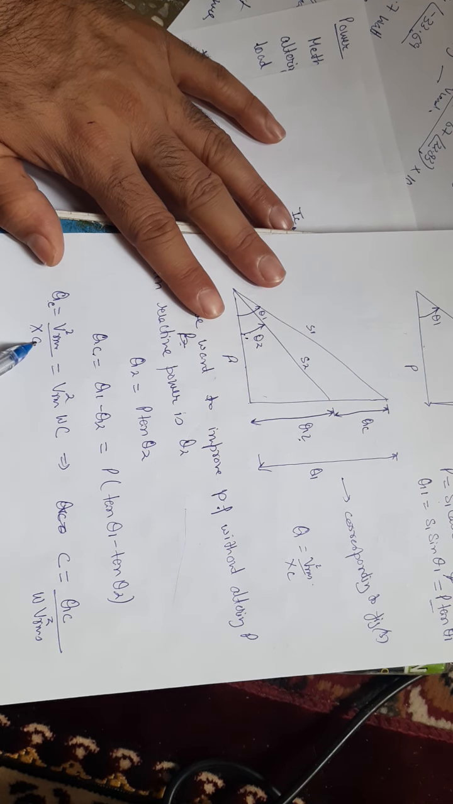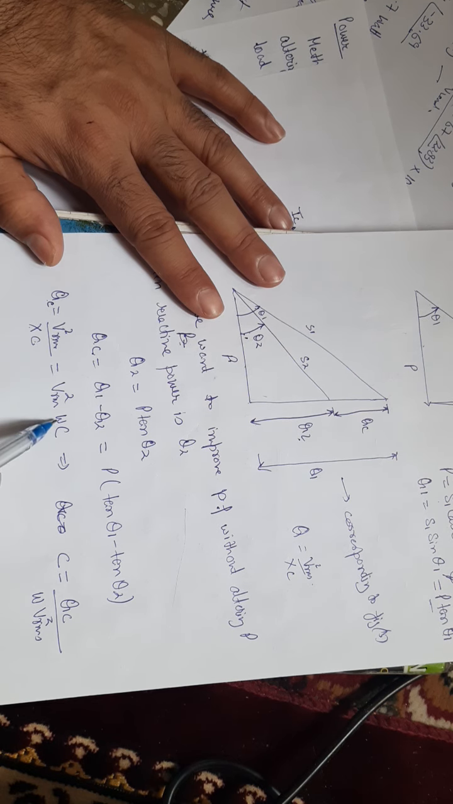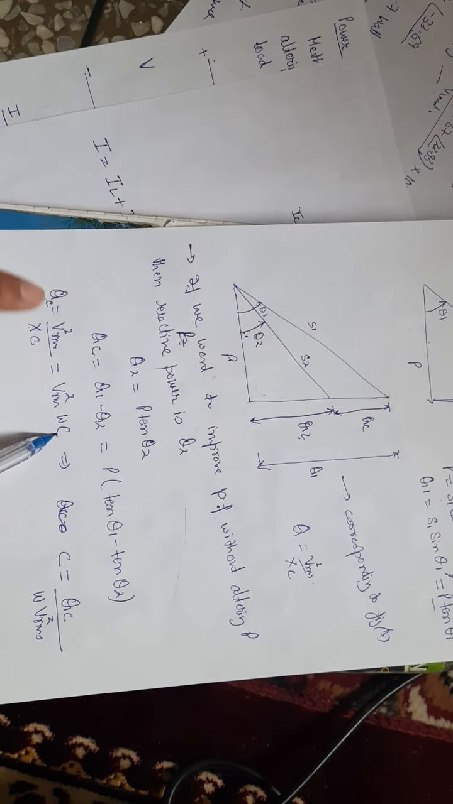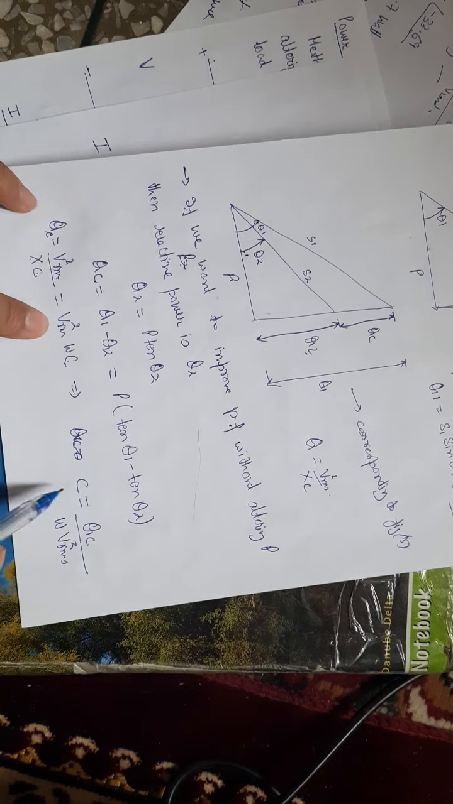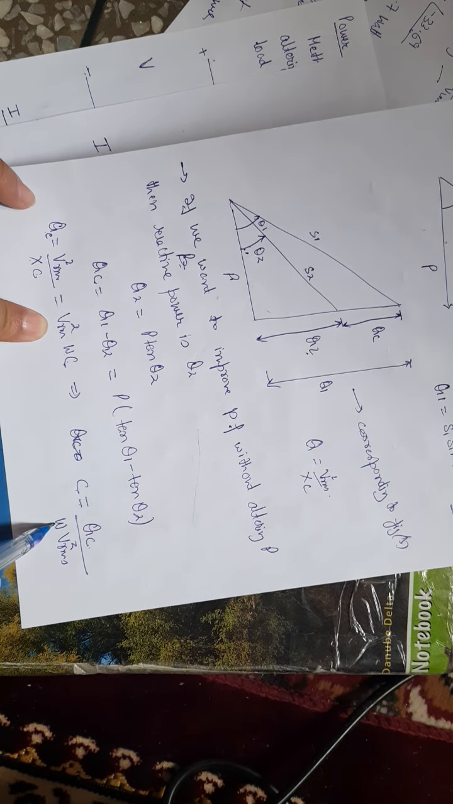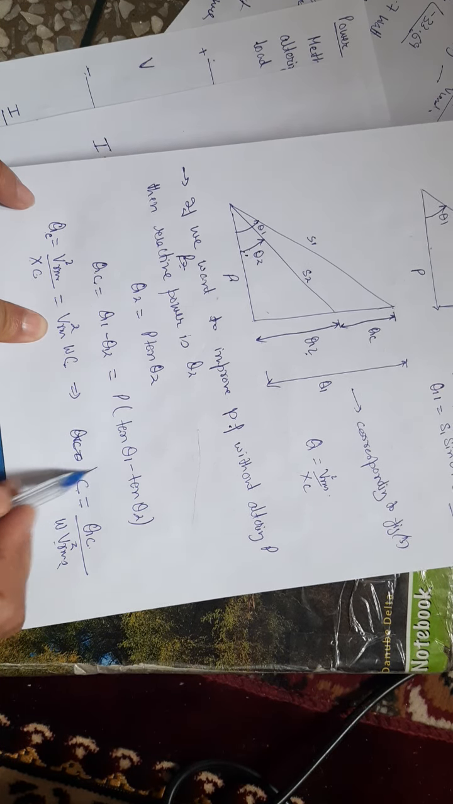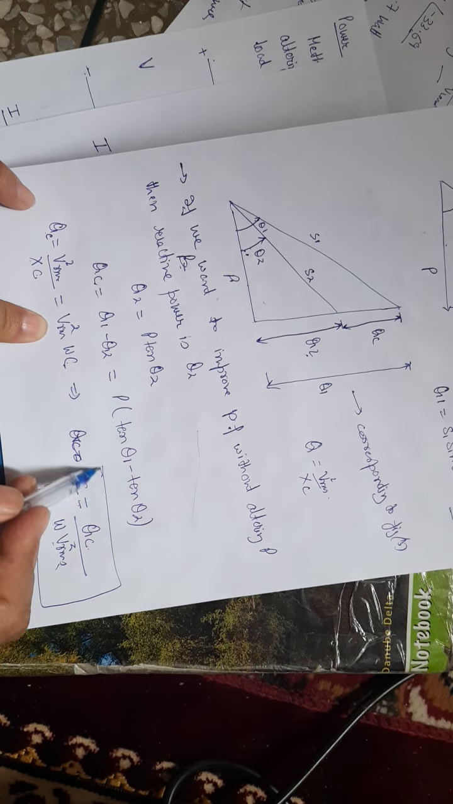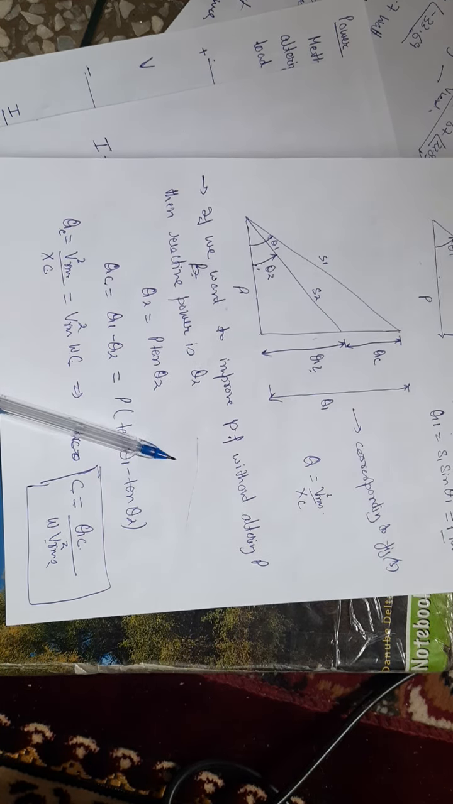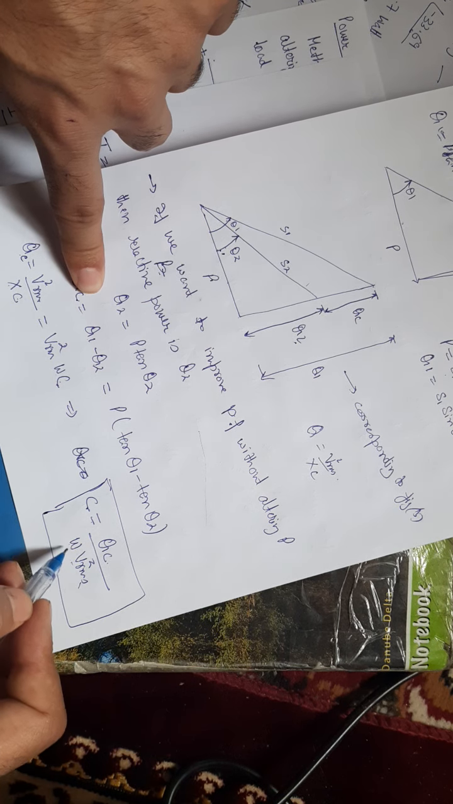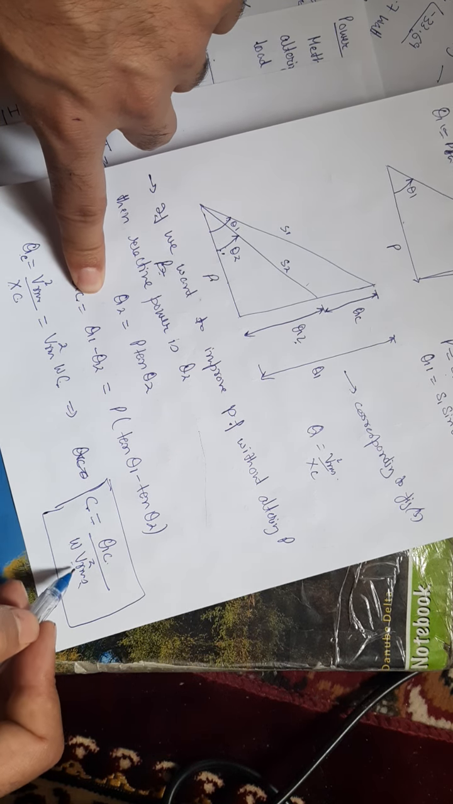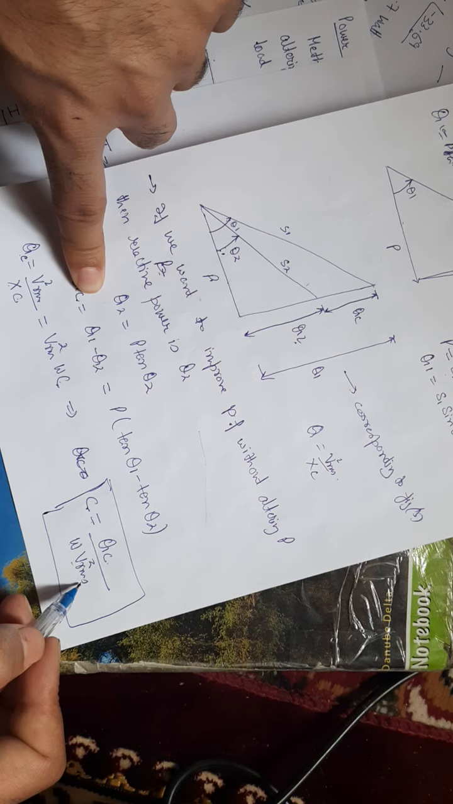XC is nothing but 1 by omega C. So omega C will be written in the numerator: V RMS square into omega C. So what will be C from this equation? C will be nothing but QC divided by omega into V RMS square. So this is how you will select the value of the capacitance. Based on how much reactive power you want to compensate, how much you want to improve the power factor, you can calculate C using this formula, QC divided by omega V RMS square.